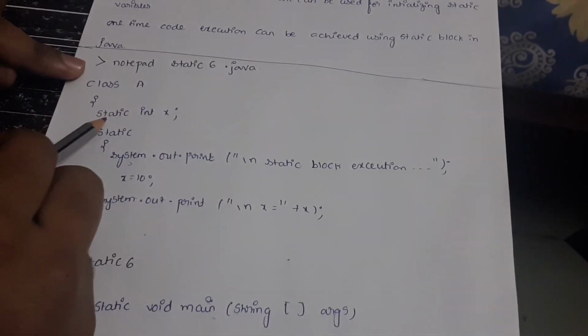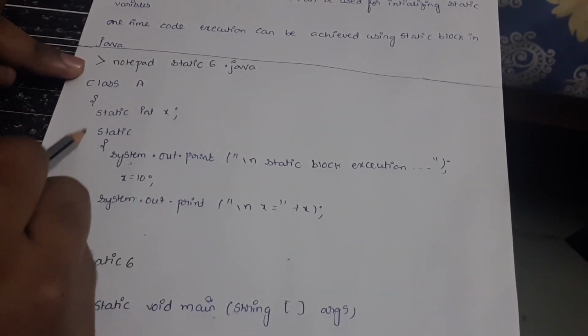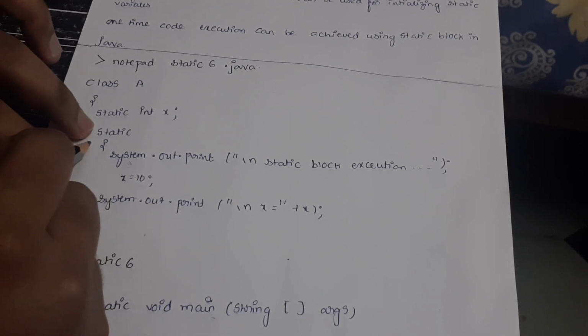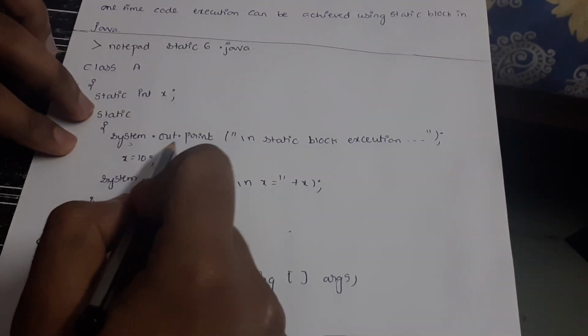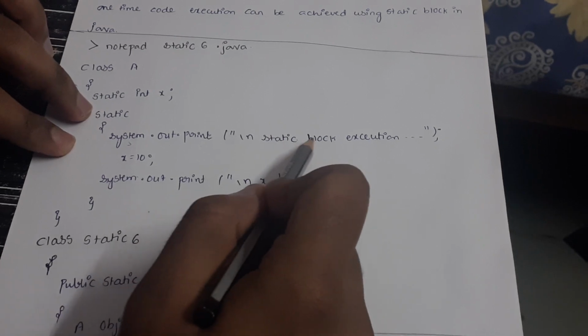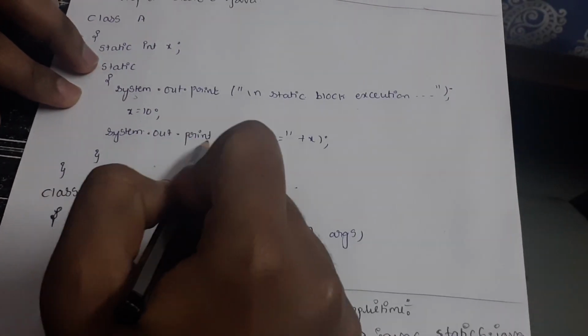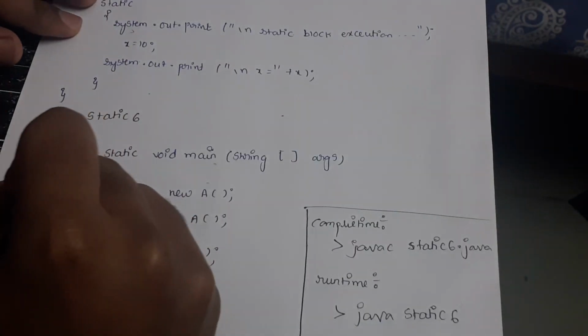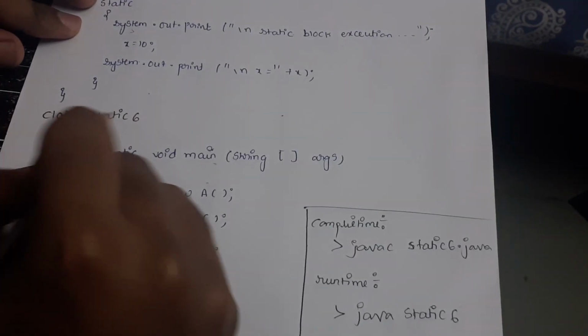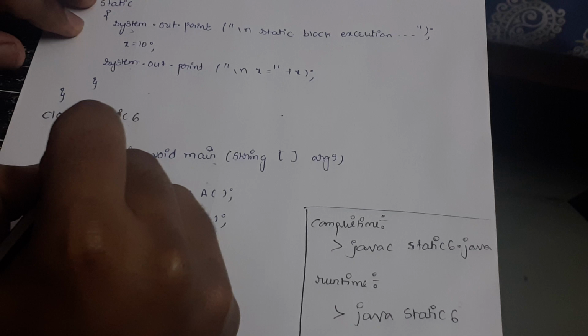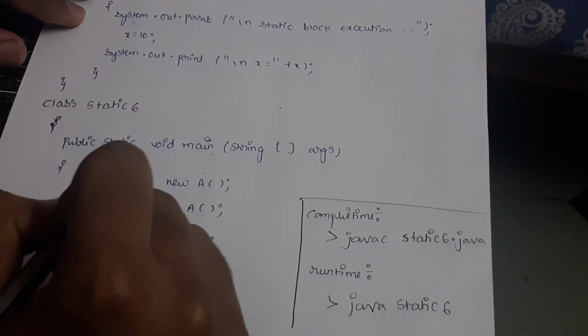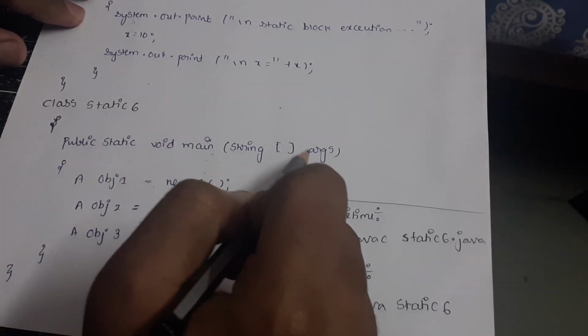Class A, static int x. Static, this is the code for the static block. Static System.out.print, this is the static block execution. Int x is equal to 10. System.out.print x. Now this is the main class, Static6, public static void main(String args).